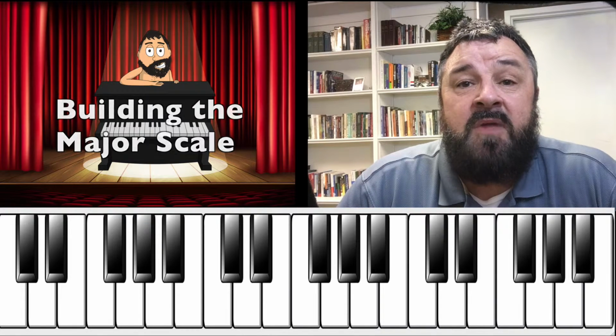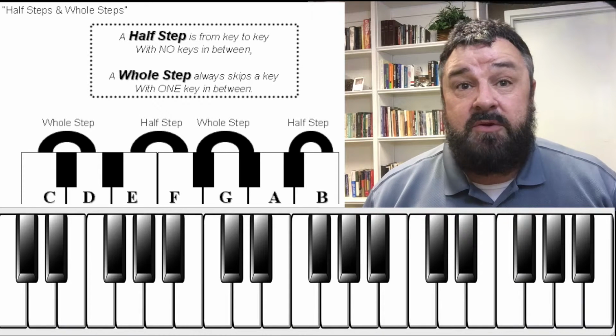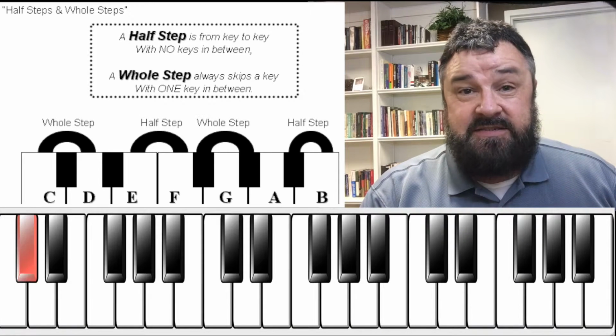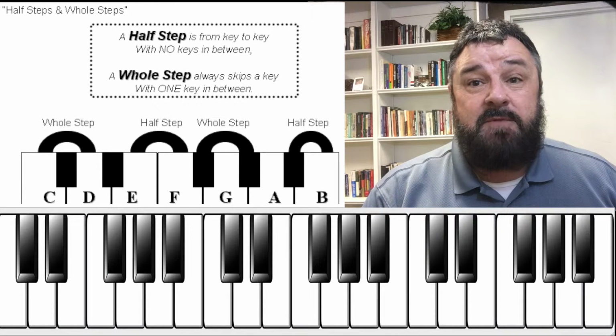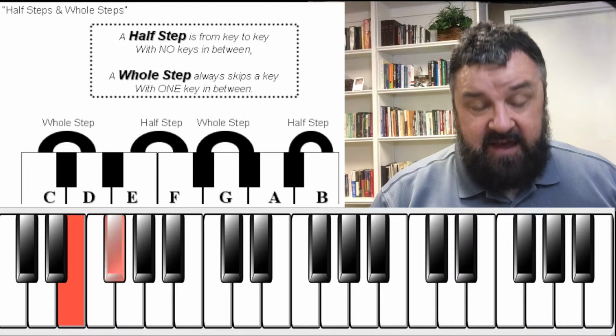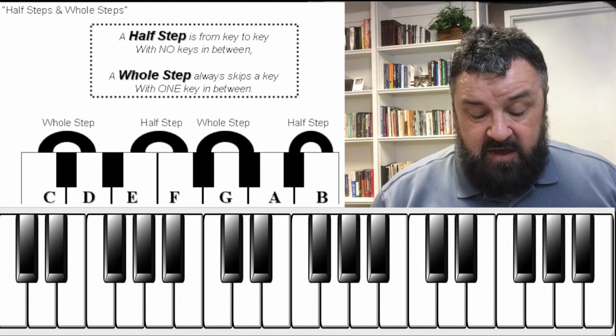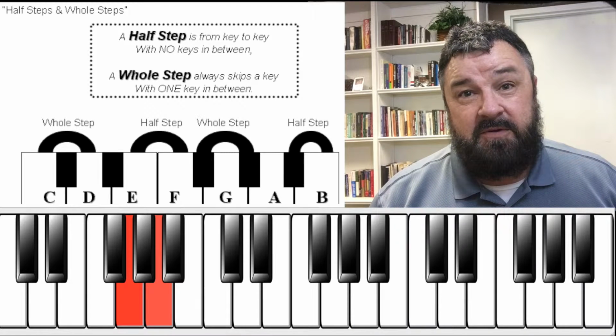So let's review. A half step is the distance from one note to the next note with no notes in between. For example, C to C sharp, or from E to F. A whole step is the distance between two notes with only one note in between. For example, E to F sharp, there's one note in between. Also from G to A, there's one note in between.